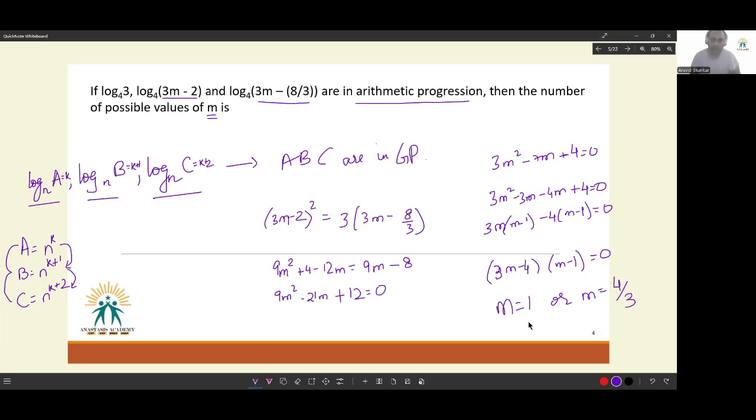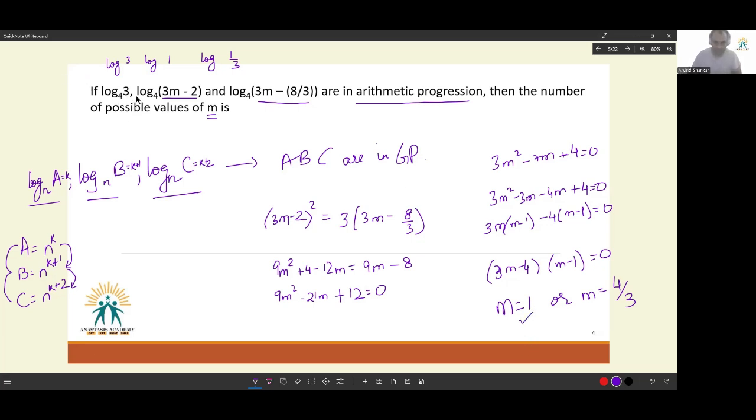These two values exist. Now we have to go back and check 3m minus 2, would this be fine? When m is equal to 1, the series would be log 3, log 1, and then log 1 by 3. Yes, all three of them are positive. So m is approved.